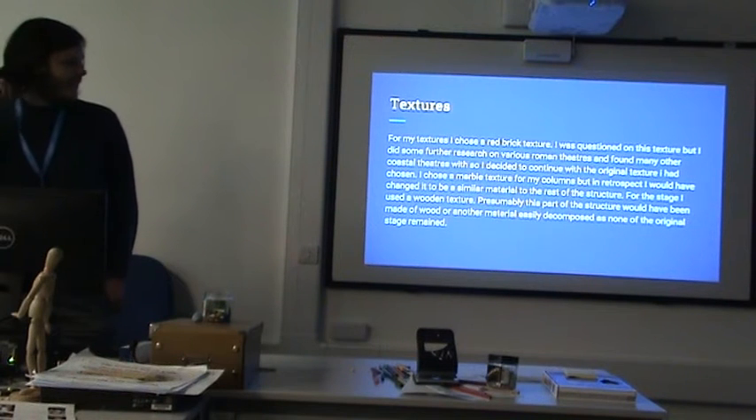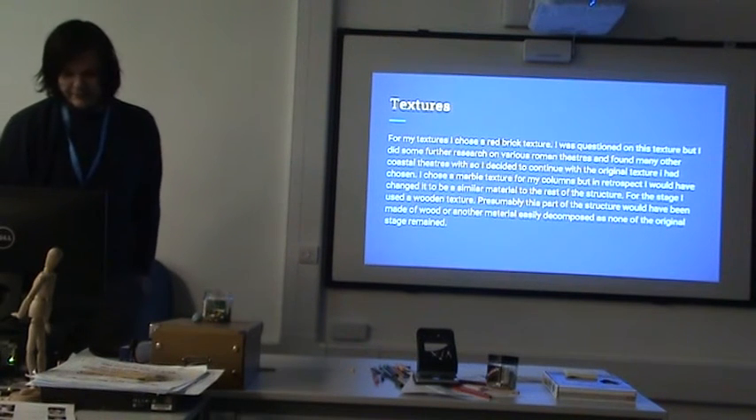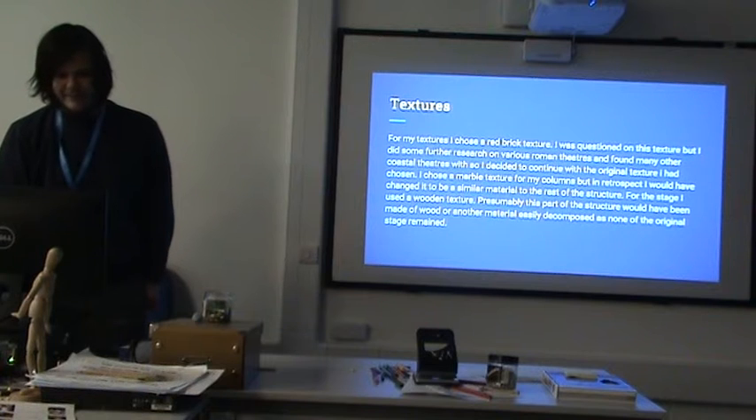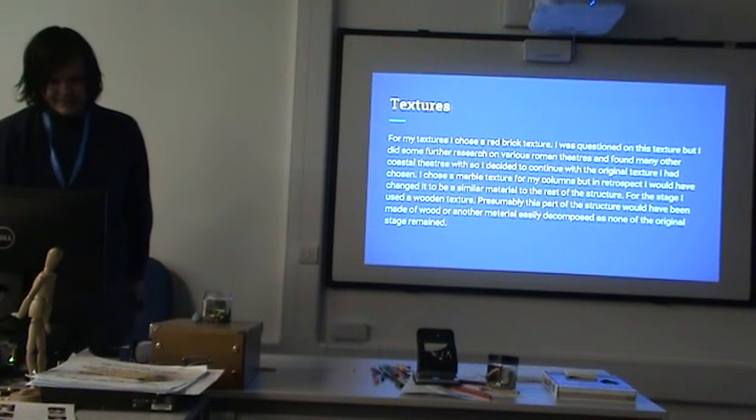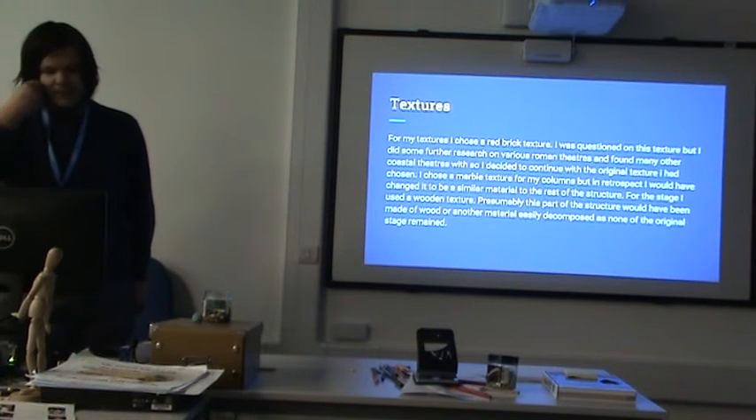Textures: I chose a red brick texture. I was questioning this texture originally, but I did some research on other Roman theatres on the coast, and a lot of them had red brick designs. I did choose a marble texture for my columns, but in retrospect I would have changed it to be a similar material to the rest of the structure.